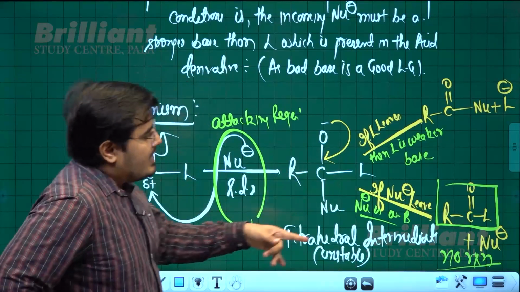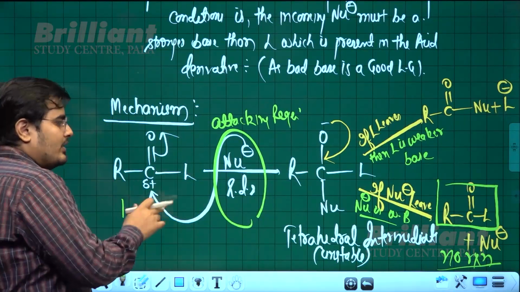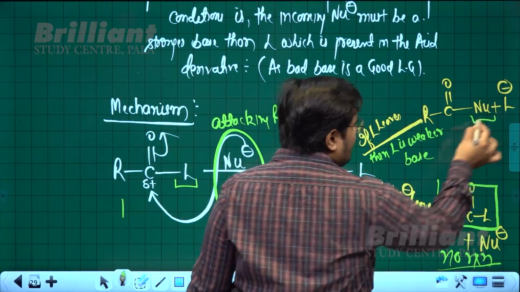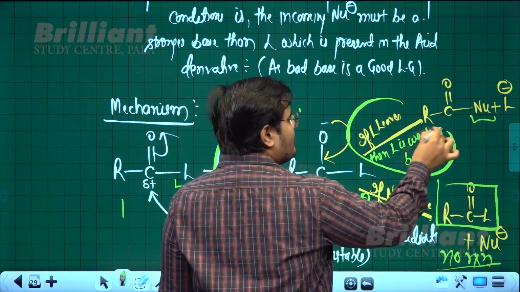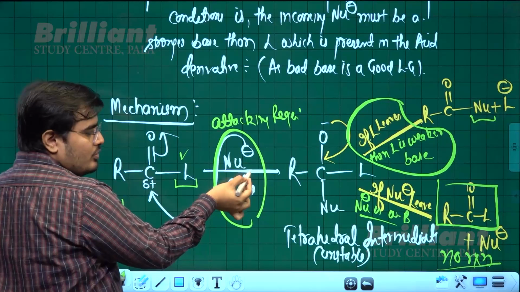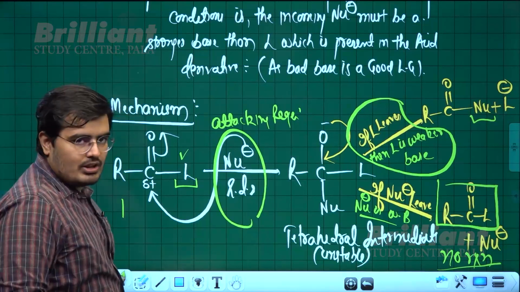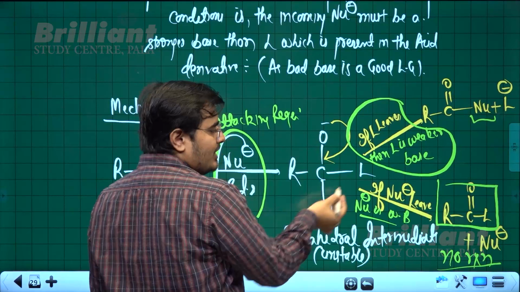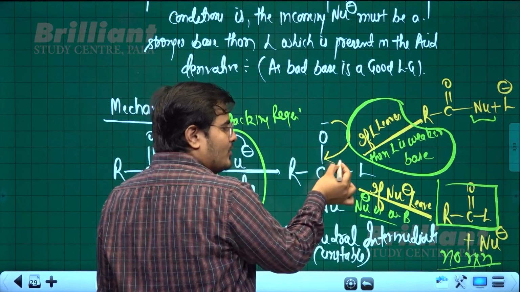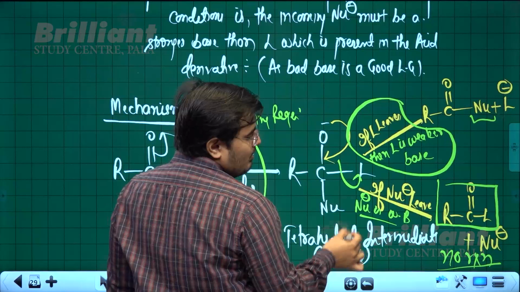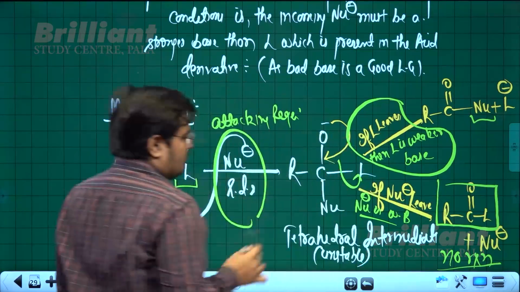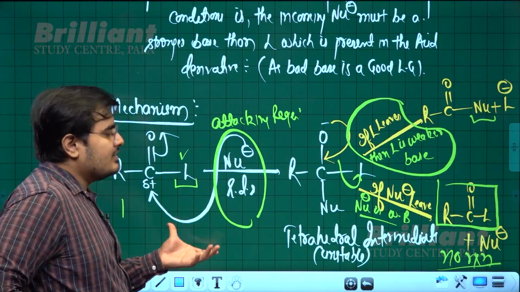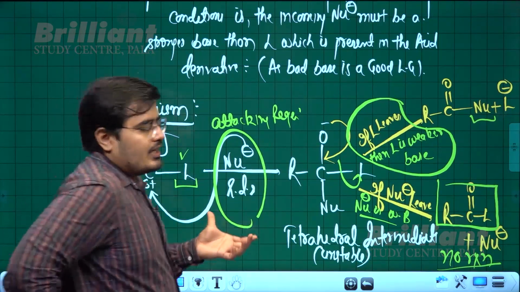That is, for this reaction to be successful, when you want to replace this L with the nucleophile, the condition is L has to be a weaker base or the nucleophile that is coming should be a stronger base. Then only from this tetrahedral intermediate, when one of them has to break its bond, for replacement to happen you want L to break its bond, and that will only happen when L is a weaker base than Nu minus. So this is one of the most important criteria.